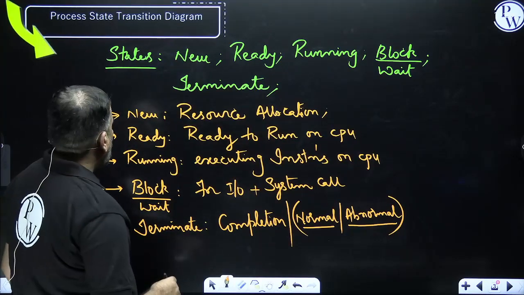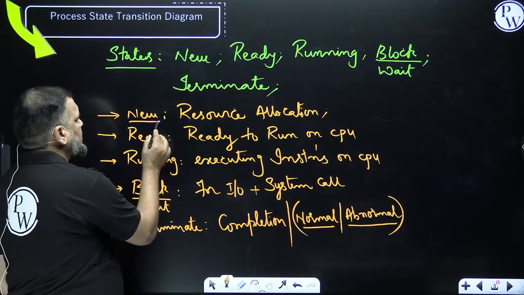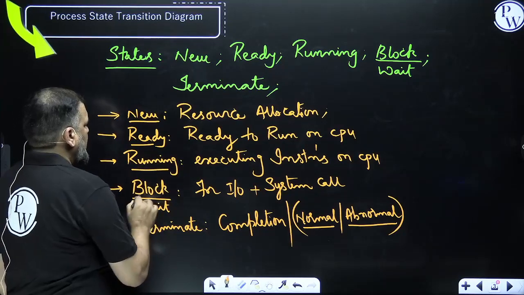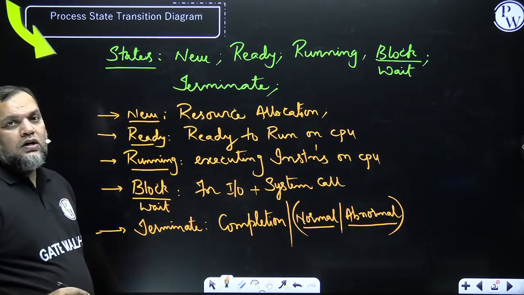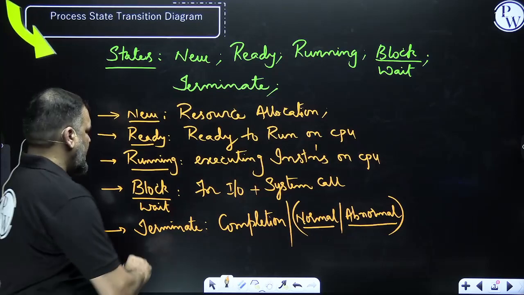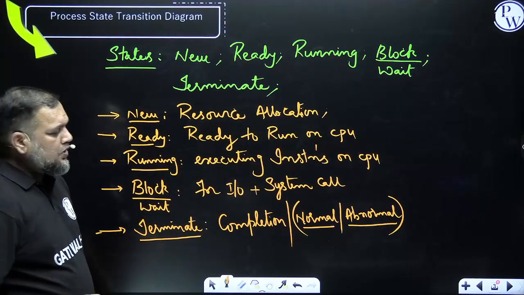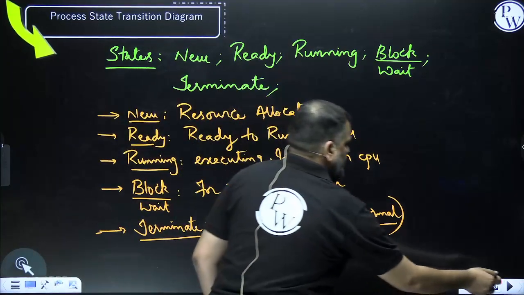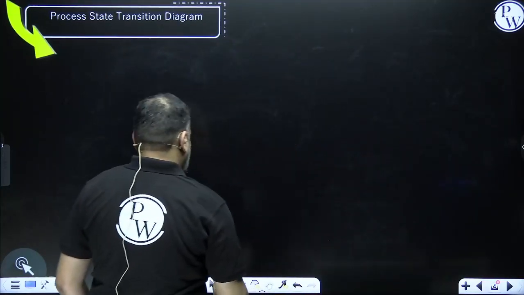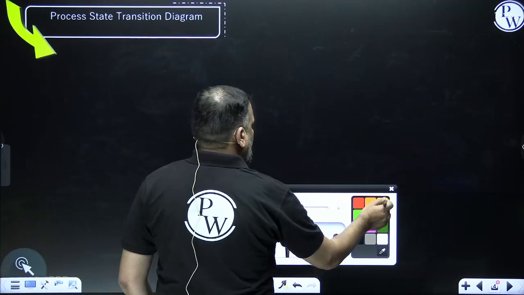So essentially this is the meaning of the different states: new, ready, running, block or wait, and then finally terminate. These are the various states, and I have written down their meaning in short. Now in the next slide we will see the different states in which the process can be during its lifetime.